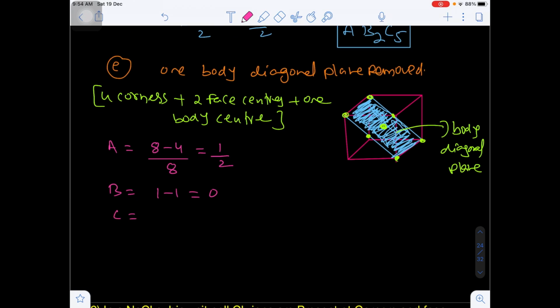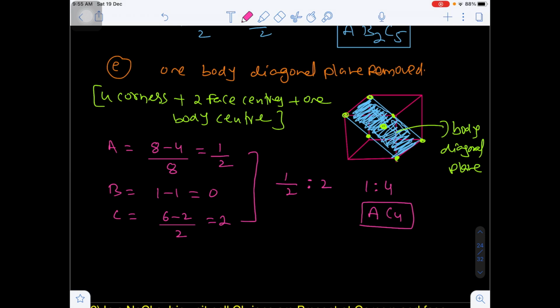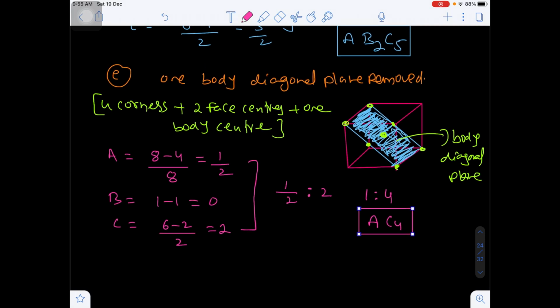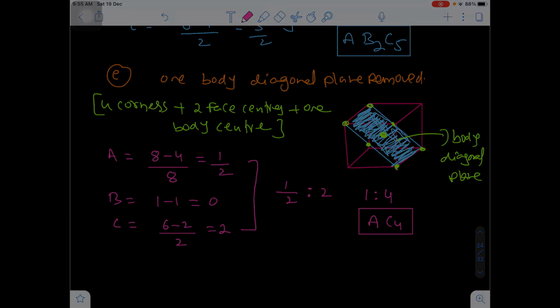And for the faces, the actual faces are 6, but out of the 6 faces only 2 face center atoms are missing. So 6 minus 2 into contribution 1 by 2, that means 4 by 2, that will be 2. Here only A particles and C particles are present in the ratio 1 by 2 is to 2, or 1 is to 4, that means AC4. Are you getting my point? So this is a very, very important concept. Are you getting my point?